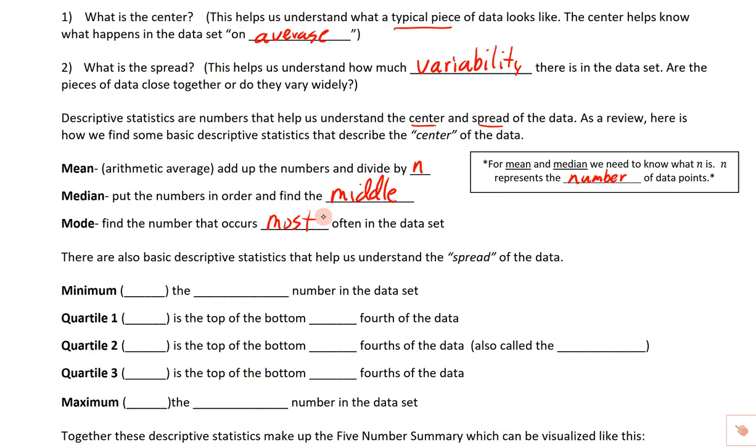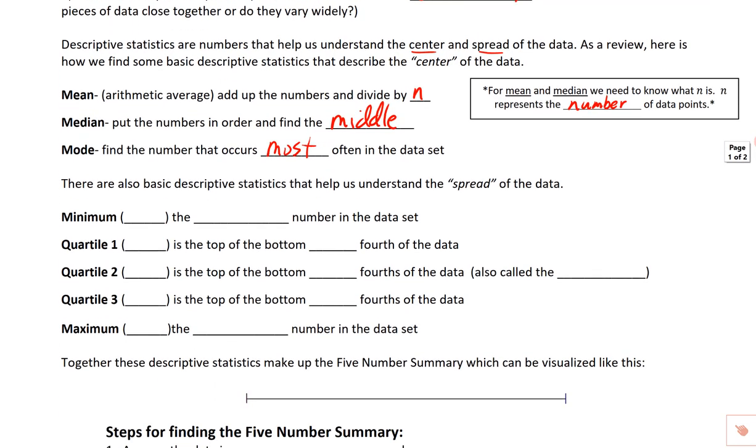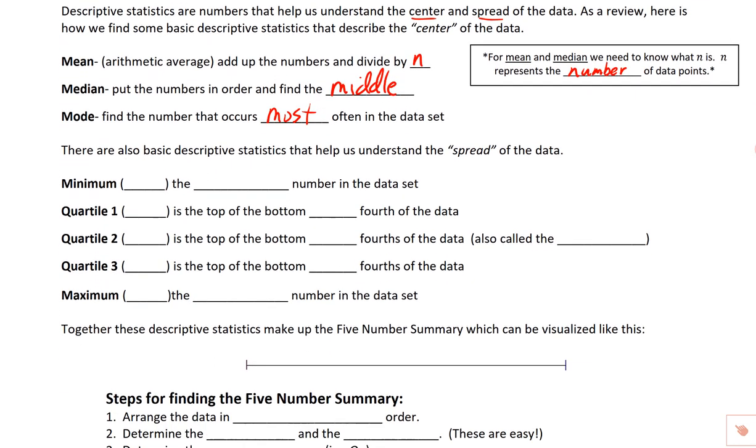Now, there are some other basic descriptive statistics that describe the spread of the data, and they look like this. So let's talk about the minimum, and we're going to abbreviate that or shorten that as min. This is the smallest number in the data set. Okay, so the minimum is the smallest number in the data set. And then quartile one, we're going to call this Q1. It's the top of the bottom 1/4 of the data set.